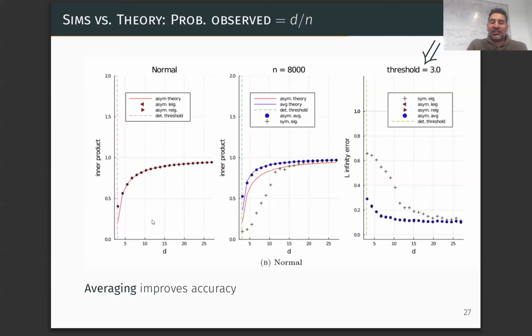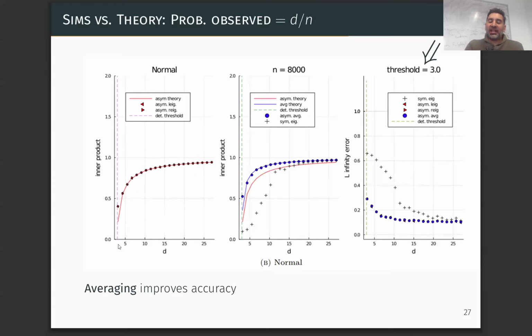On the left-hand side, I'll just show you what's happening. On the x-axis is D, which is that average sparsity. On the y-axis is the inner product. This is the inner product between the left singular vector, which is the correct one, and the estimated one using this asymmetric SVD or asymmetric eigen procedure. The solid line is the prediction from the theory. The dots, if you would, are the asymmetric left eigenvector and the asymmetric right eigenvector. You notice they really do overlap. They contain the same inner product.